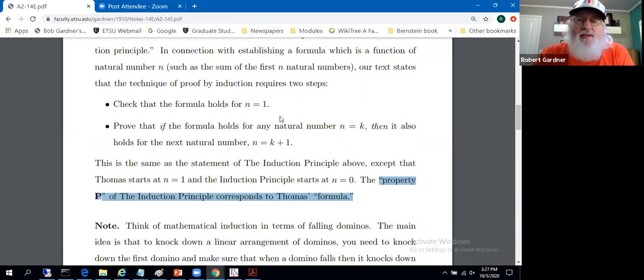So the idea is to establish the formula for n equals 1. Assume the formula for n equals k, and show that implies that the formula holds for n equals k plus 1, the next natural number. We'll use this notation and go through several examples that specifically follow this.